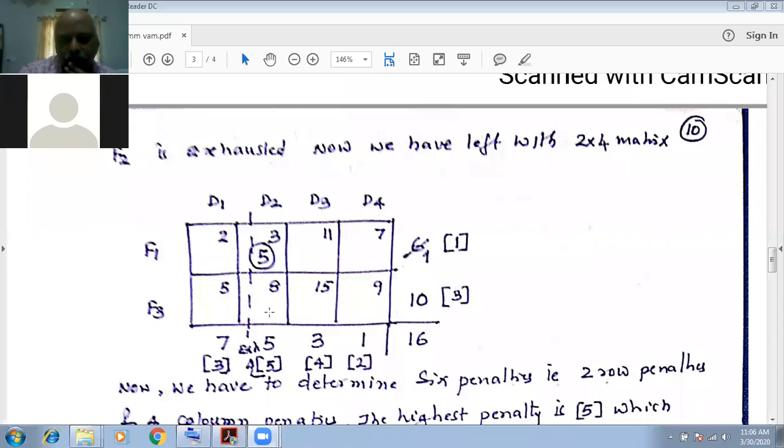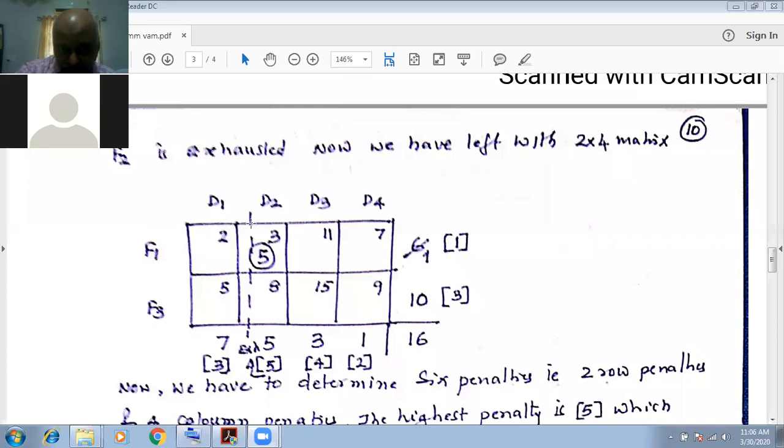So here what I will do is F1. I'll take this highest penalty 5. This 5 is the difference of 3 and 8. So out of this 3 and 8, 3 is minimum. You have to come for this cell number 1, 2. That is first row, second column. So you have to make an allotment. F1 can give 6 units of car. Undoubtedly, it can supply 6 units of car.